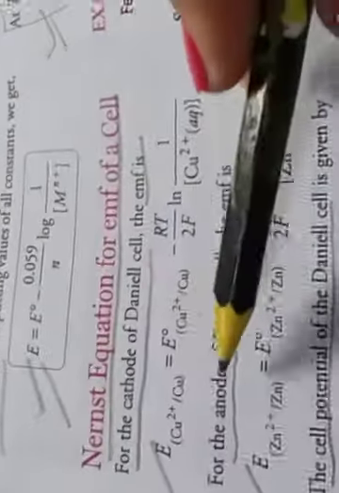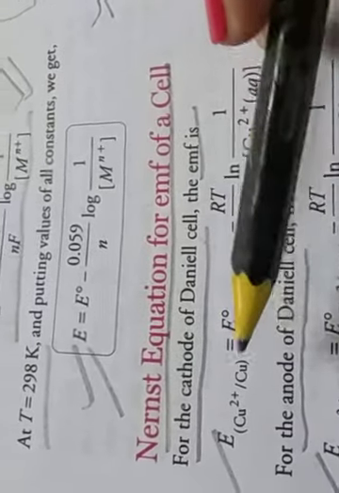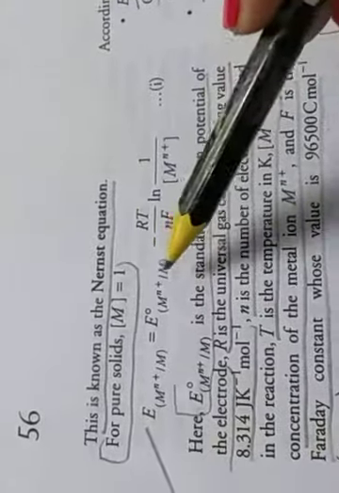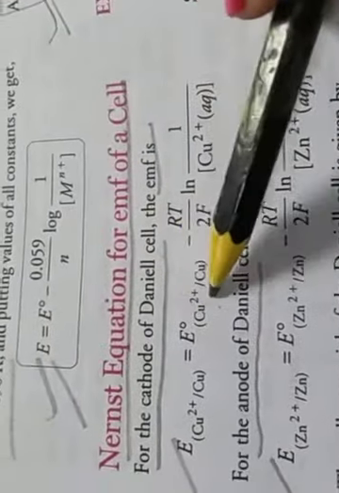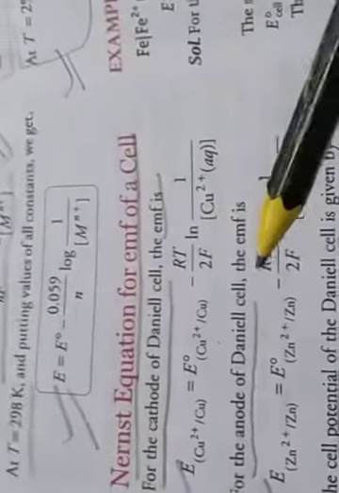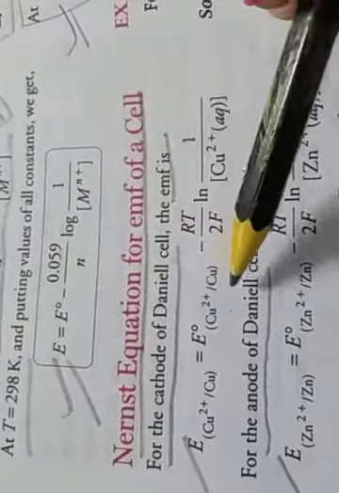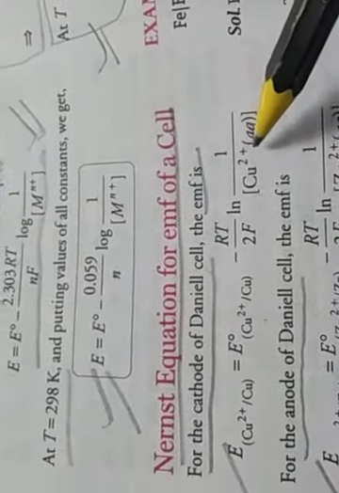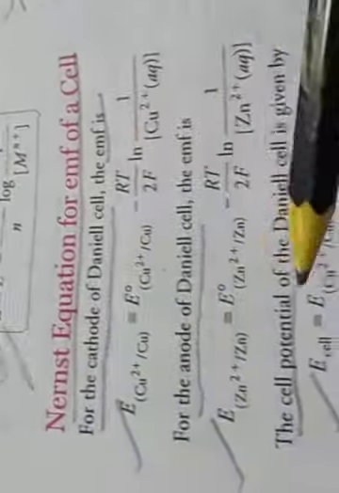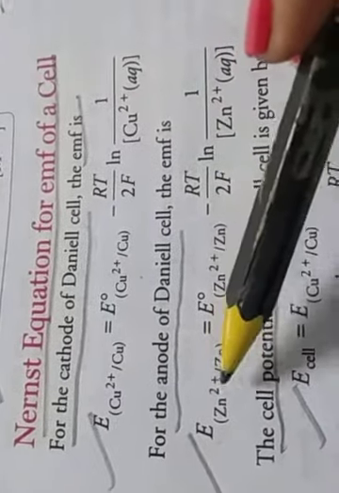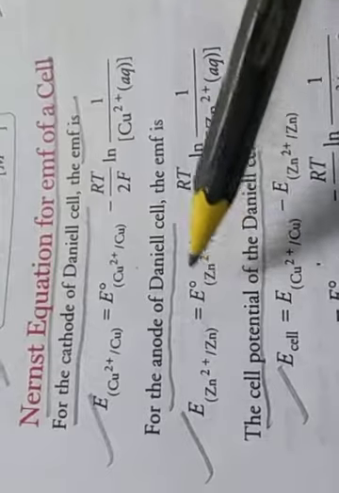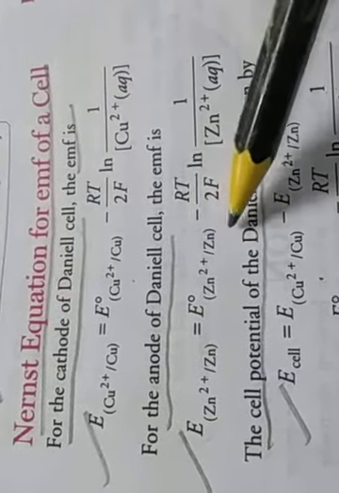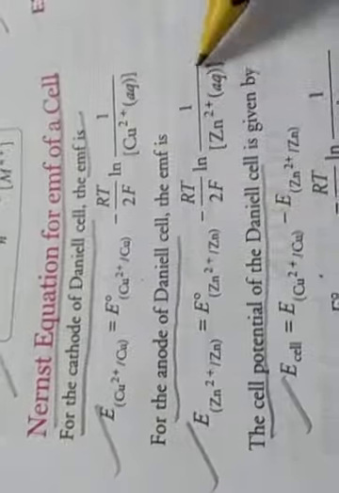So for the copper electrode, Cu2+ converts into Cu: E(Cu2+|Cu) is equal to E naught (Cu2+|Cu) minus RT upon nF. Here also minus RT, and in the Daniell cell copper takes 2 electrons, so 2F, ln of product upon reactant, so 1 upon Cu2+. Similarly, written for the zinc electrode: E(Zn2+|Zn) is equal to E naught (Zn2+|Zn) minus RT upon 2F ln 1 upon Zn2+.